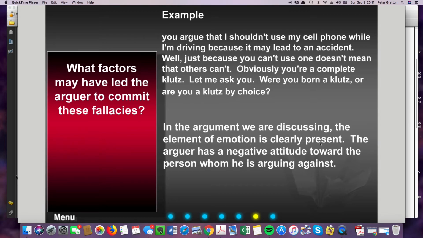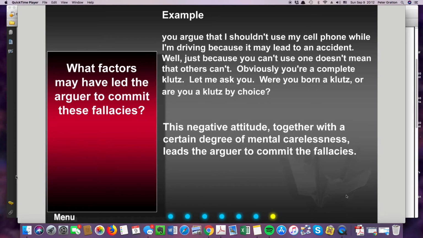The element of emotion is clear. Or the person merely has a negative attitude simply because "I don't like you now because you don't agree with me." This negative attitude, together with a certain degree of mental carelessness, leads the arguer to commit the fallacies. Okay? So some people don't argue in good faith, right? Emotions and your passions or your commitment to something often lead into fallacies. And there's an important conclusion we can reach here, which is that there are things that we are often committed to and very emotional about.